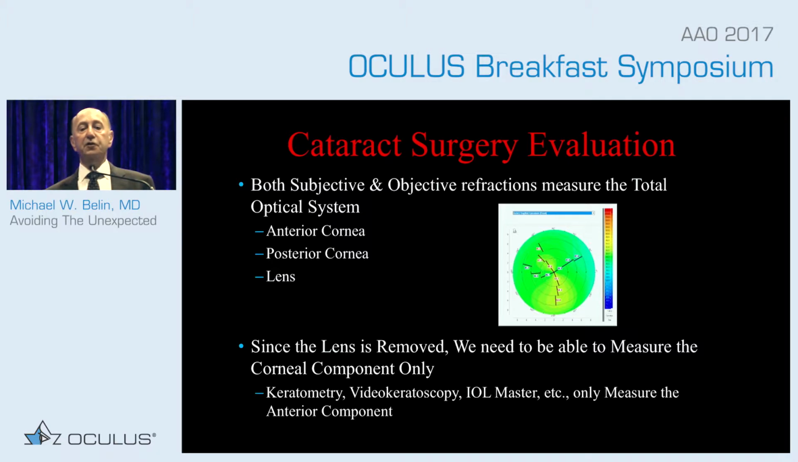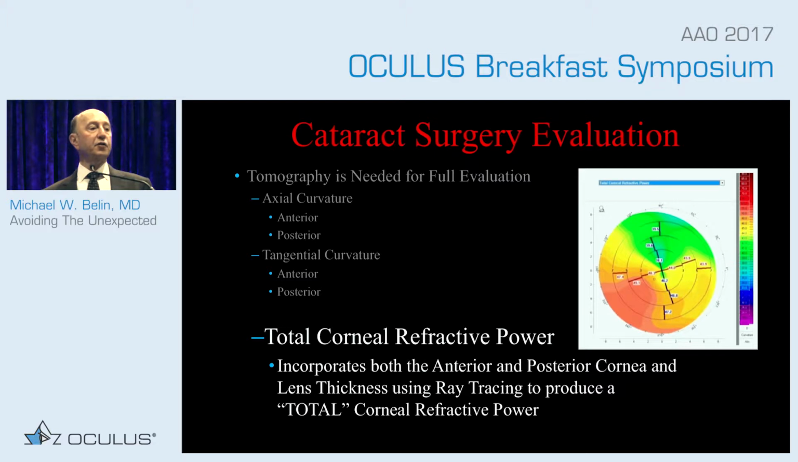So going back to cataract surgery evaluation, realize again that both the subjective and objective refractions measure the total optical system. So that's anterior cornea, posterior cornea, and lens. And since the lens is removed, we need a way to measure really only the corneal component. And as I alluded to before, keratometry, video keratoscopy, the IOL Master only measure the anterior component. So we look at total corneal refractive power. Total corneal refractive power incorporates both the anterior and posterior cornea and lens thickness using ray tracing to produce what is really the total refractive power of the cornea.